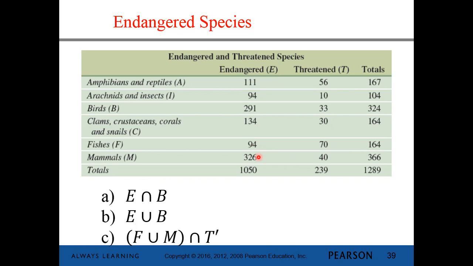Okay, so the union of these is 530. So of those 530, how many are endangered? Well, that would be this number here, which would give us what? This would give us 430. Okay, and so that would be the answer.